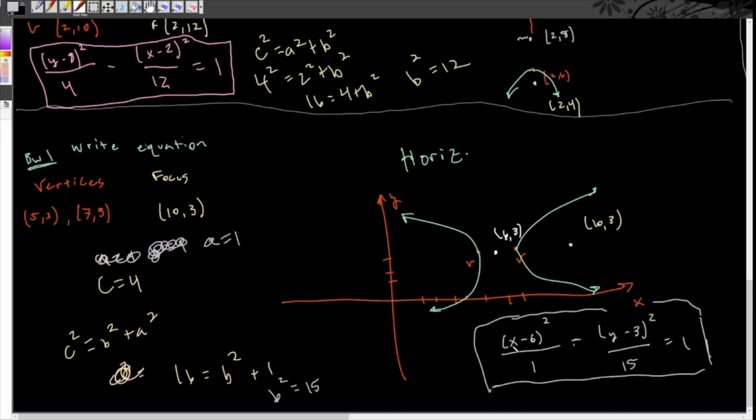Notice here on the bottom of the x fraction it tells us how far the vertices are in that direction, just 1 unit away. In the other direction, they'll be root 15 units away. Any questions about this here? Did we get that?